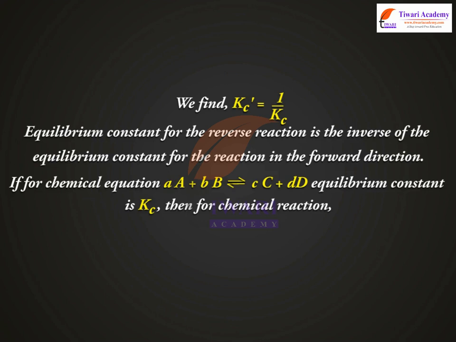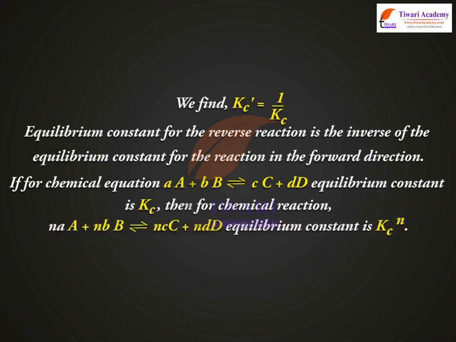If for chemical equation aA plus bB in equilibrium cC plus dD, equilibrium constant is Kc, then for chemical reaction naA plus nbB in equilibrium ncC plus ndD, equilibrium constant is Kc raised to the power n.